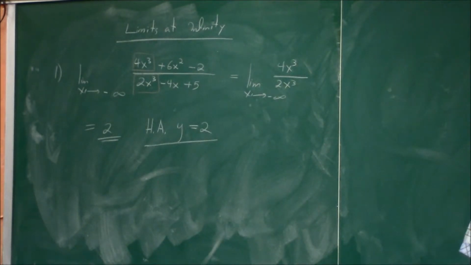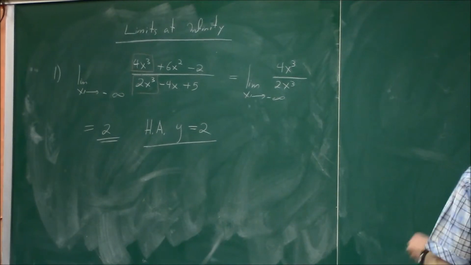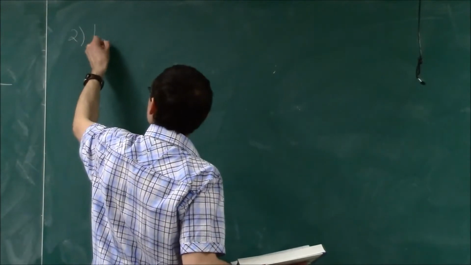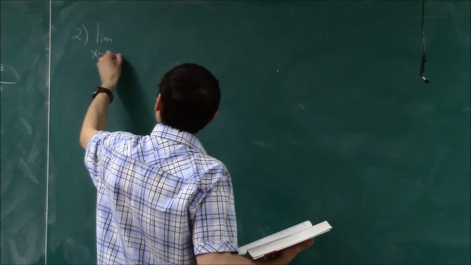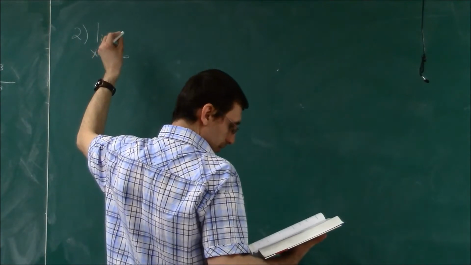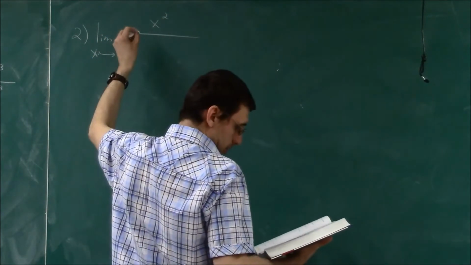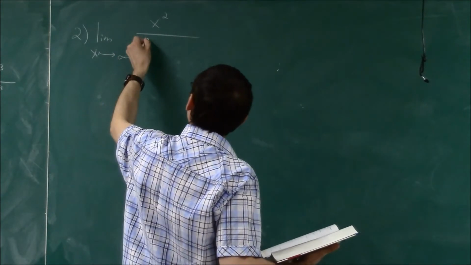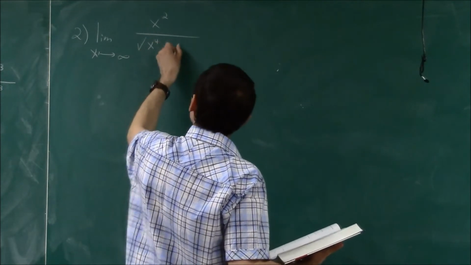Let's consider the next example. Limit as x goes to infinity of x squared over the root of x to the power of 4 plus 1.